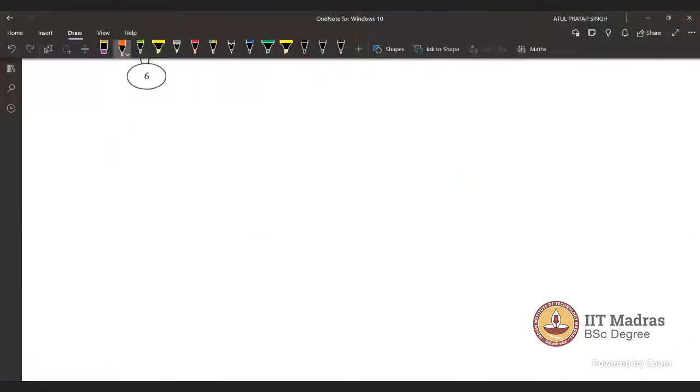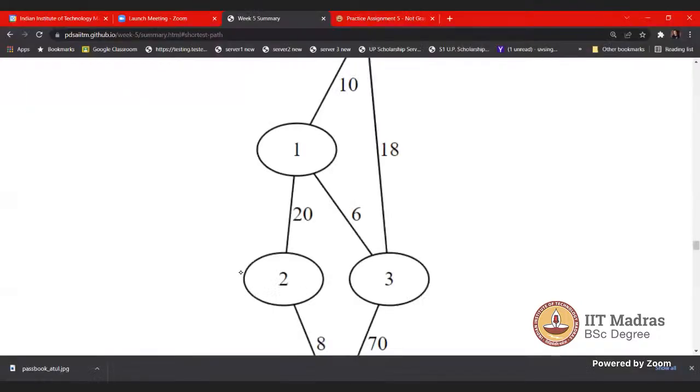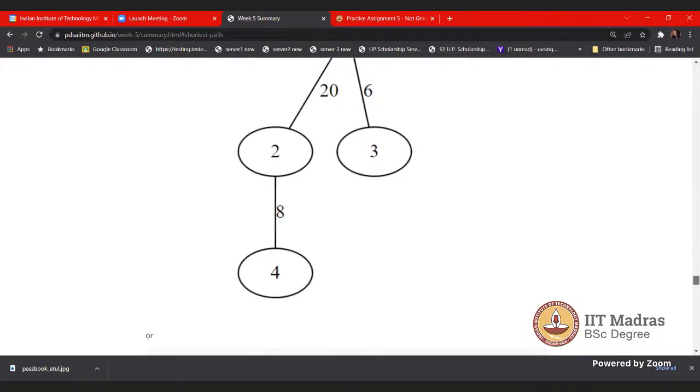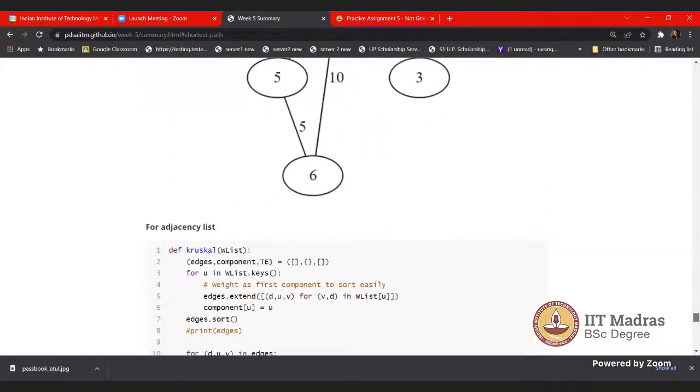So how can we check whether a cycle is being created or not? We use the union-find data structure or concept. Using this, we can find whether a cycle is being created in the algorithm. So this is Prim's, and this is Kruskal's.